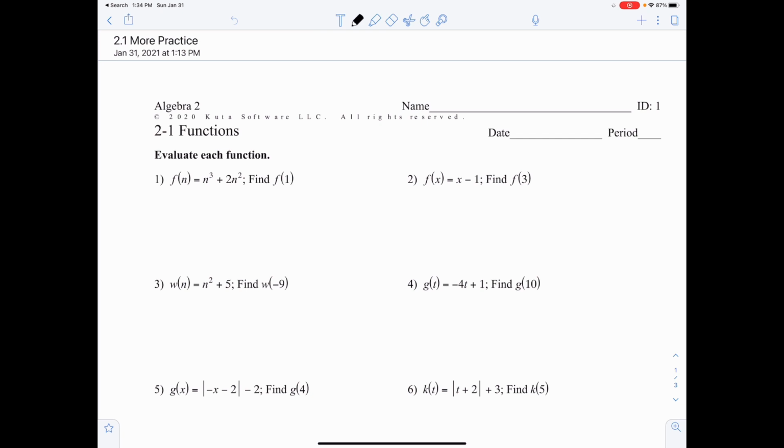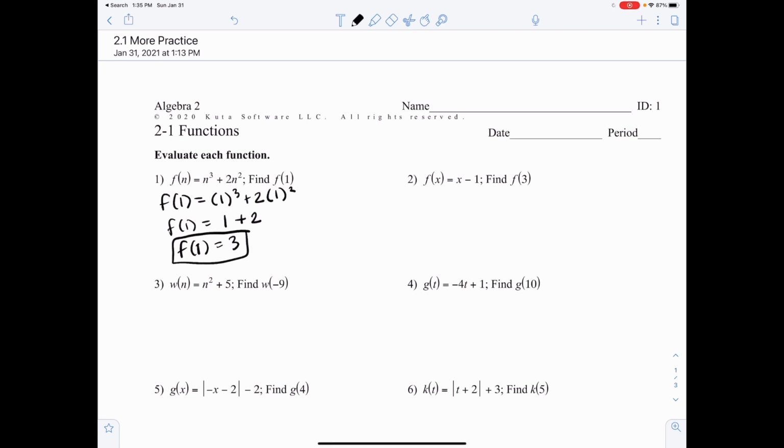Okay, so the first one is find f of 1 for the function given, so we are just going to show our work and get started. F of 1 means you plug in 1 instead of n at every spot. 1 to the third is 1. 1 squared is 1, times 2 is 2. So we need to write f of 1 equals 3, or f at 1 equals 3.